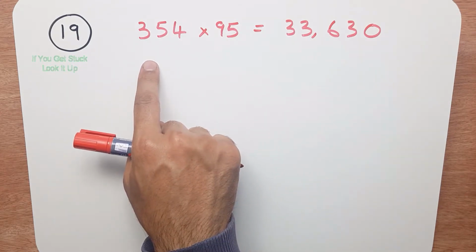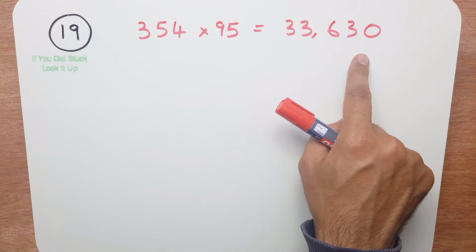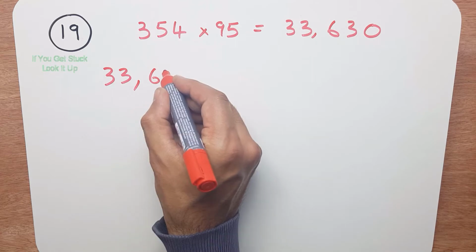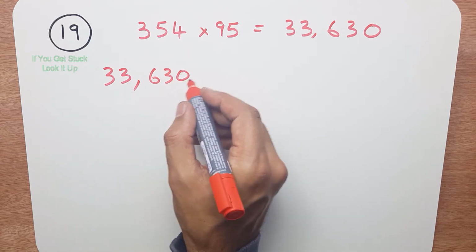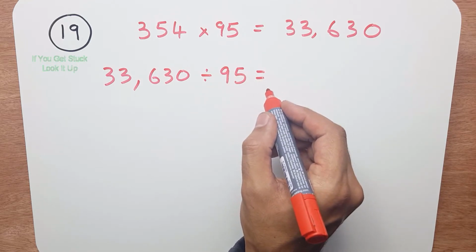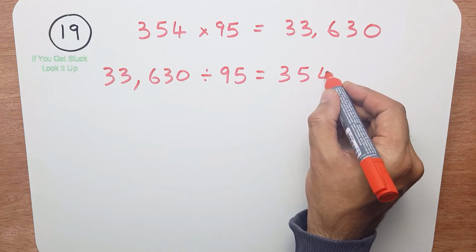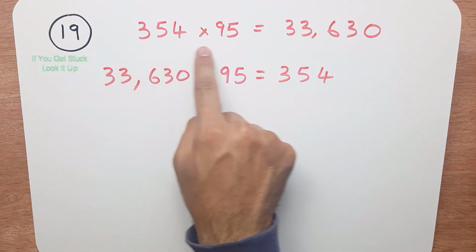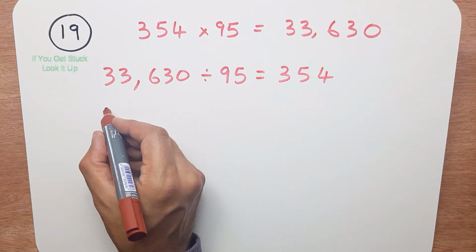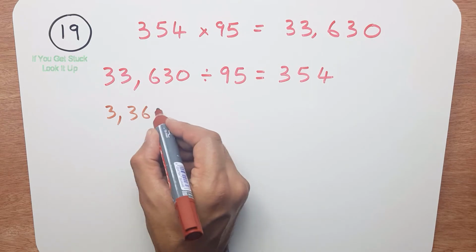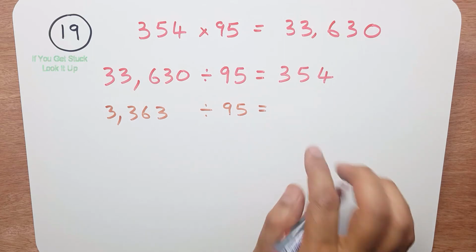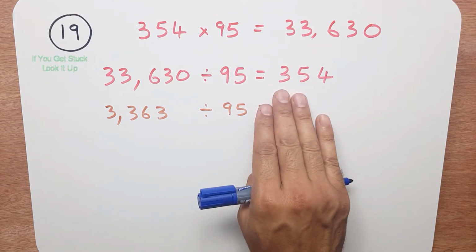Now for the last part of the question, I'm going to rearrange this. So I'm going to write 33,630 divided by 95 equals 354. So all I've done is rearrange this to look like this. Now the question they've given us is 3,363 shared by 95 equals, and we need to find this out. Now what I can do is write this number down.